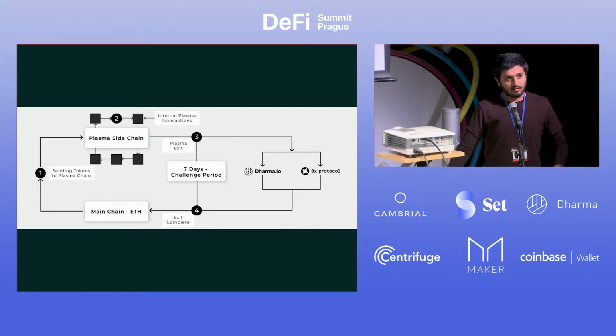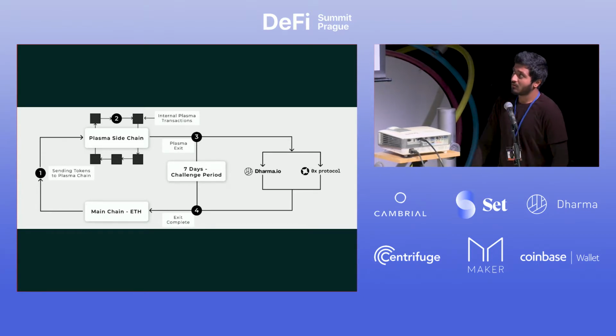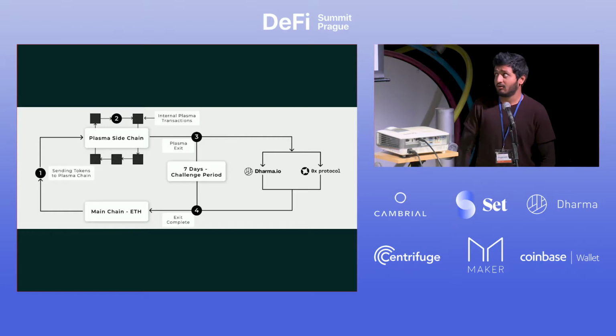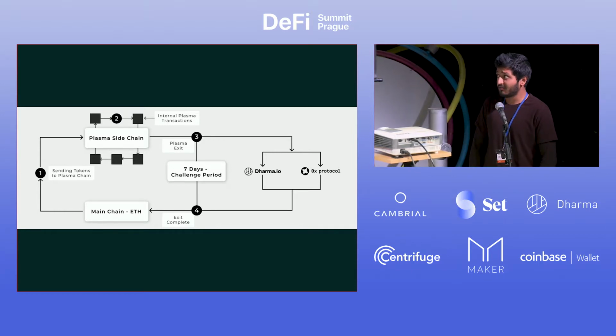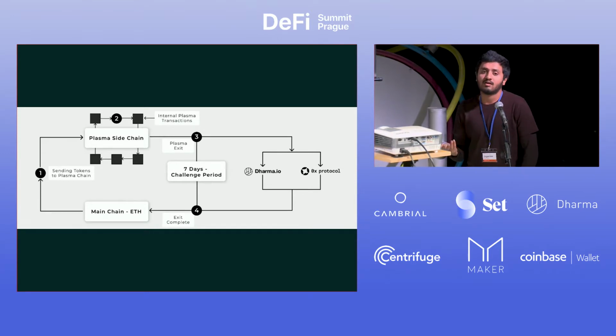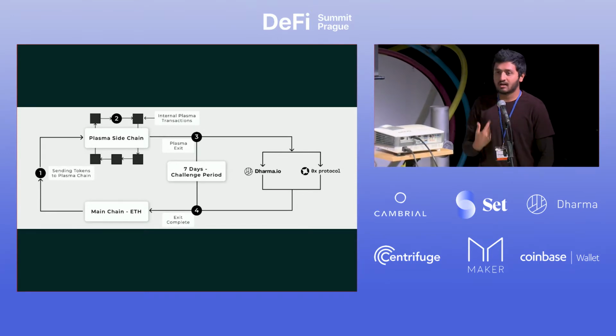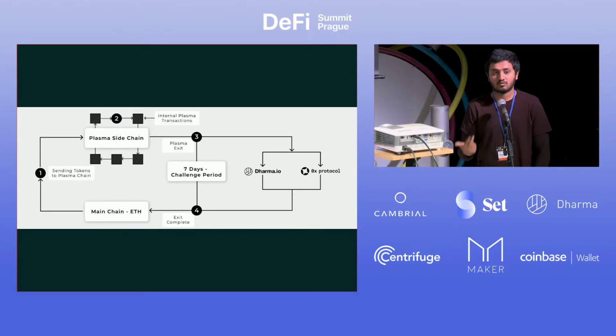Does that make sense? Okay, cool. So they're actually implementing this today, and we're working with them to make sure that the implementation can be done feasibly. But essentially, one way of generalizing this is to have plasma implementations generate an exit NFT whenever someone wants to withdraw from a side chain to the main chain.